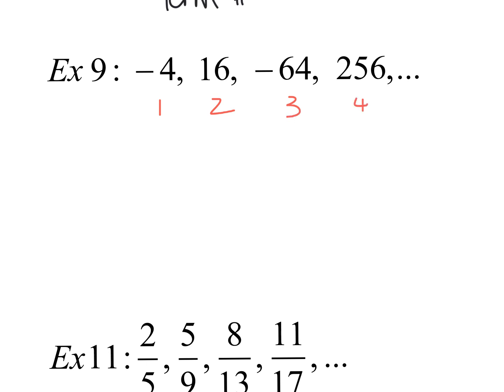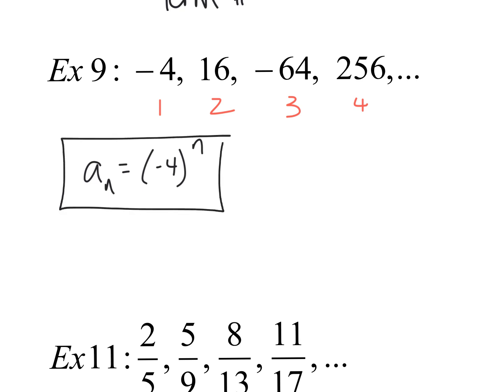If I number these, let's see. Oh, what if it's negative 4 to the n? Will that work? When I take negative 4 and raise it to the first power, I get negative 4. Okay, cool. If I take negative 4 and raise it to the second power, I get positive 16. Okay, cool. Negative 4 to the third is negative 64. Oh, snap. I think I came up with my formula just by numbering the terms.